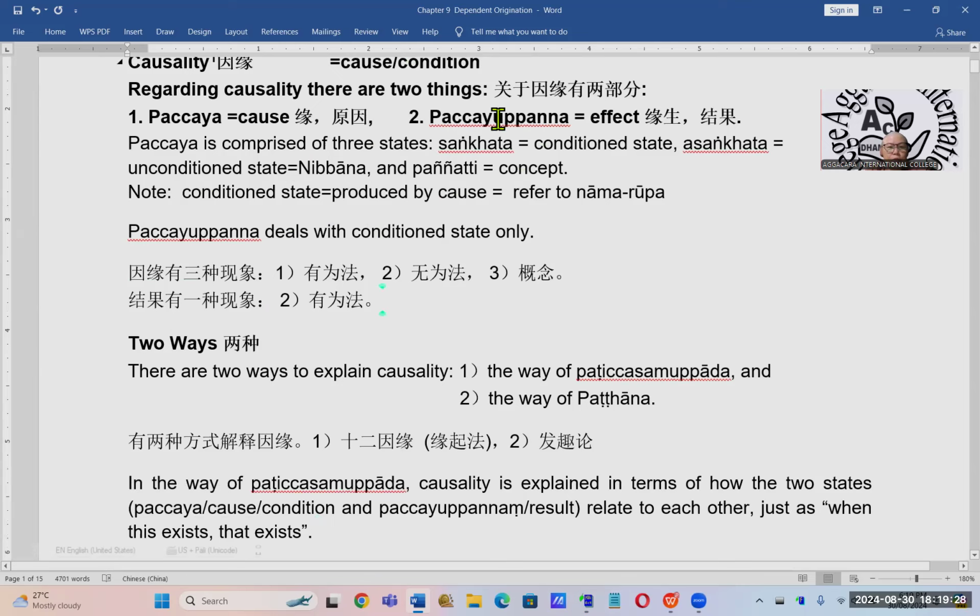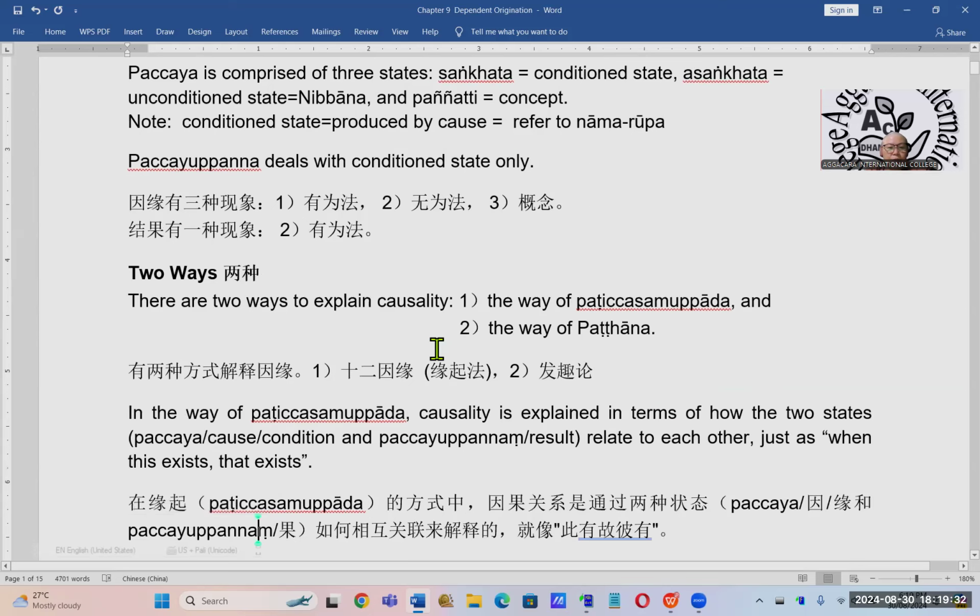Now, when we want to learn about causality, remember we talked about Buddhism being a multiple cause, multiple effects causality system. There are two ways: Patana, which will come after this chapter, and then paticca samuppada, the dependent origination, right? In the way of paticca samuppada, causality is explained in terms of how two states, pachaya, cause or condition, and the result, are related to each other. In the Tipitaka, sometimes in the Sutta, the statement is so easy: when this exists, that exists. Right? This is a statement.